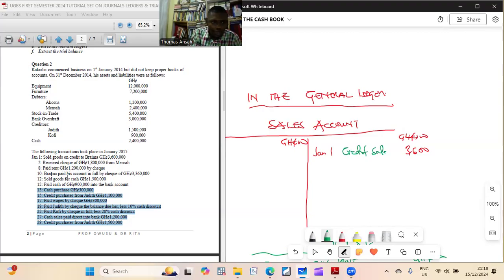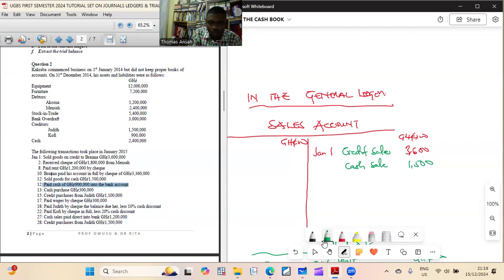Then the one that happened, cash sales, I'll write cash sales. All right. So there is a cash sale here of how much? 1,005, right? So that's that. Anytime there is such, then it says paid cash of 900 into bank.